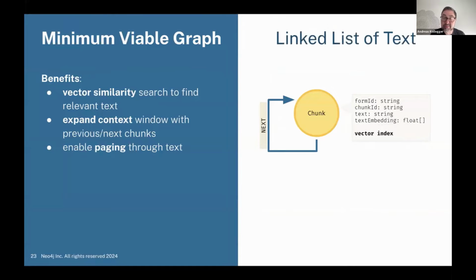Having done just the simplest possible graph here of creating a linked list, this is pretty much what the data model looks like. Chunks connected to the next chunks. They've got some identifiers attached to them. The vector embedding is stored there as well.